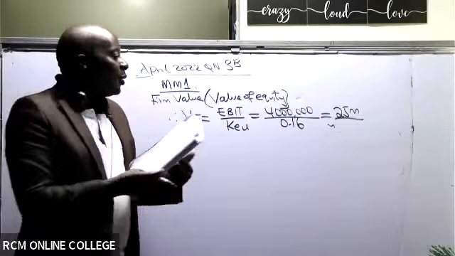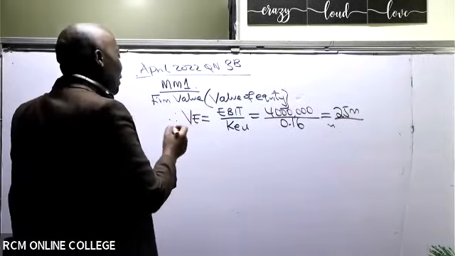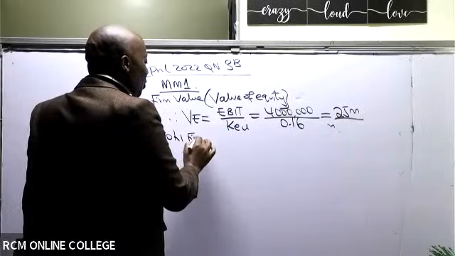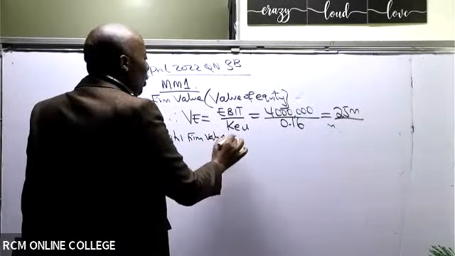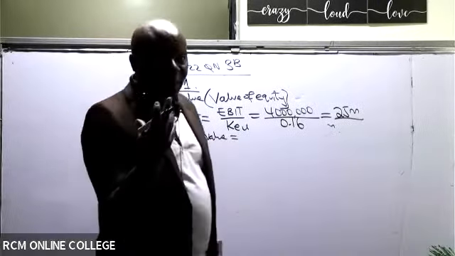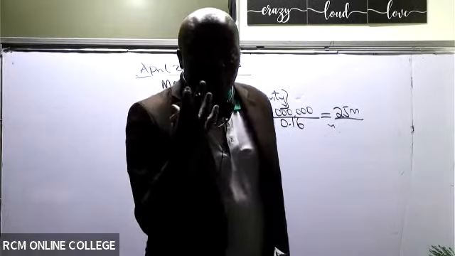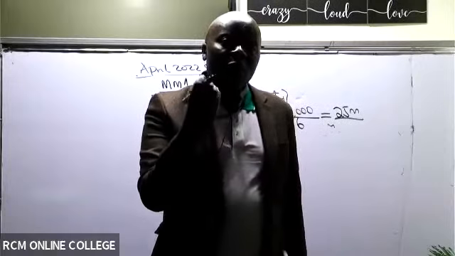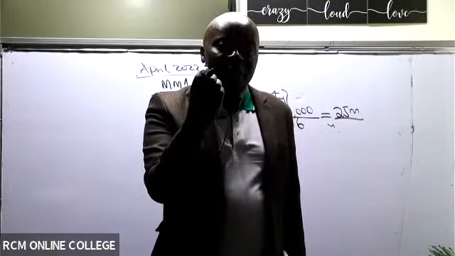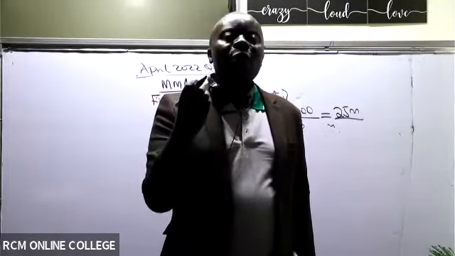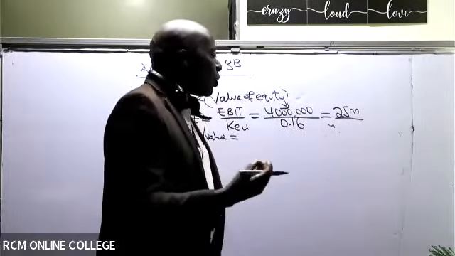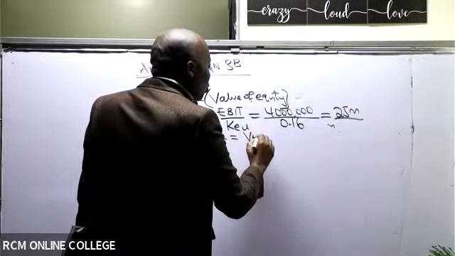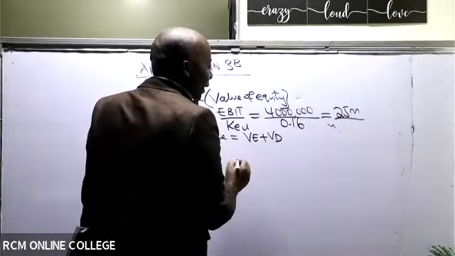So remember, to get the total firm value, we are looking at the people who are propping up this company, the people who are supporting this company. We have got two supporters: equity holders and debt holders. So you know that total firm value should be equal to value of equity plus value of debt.